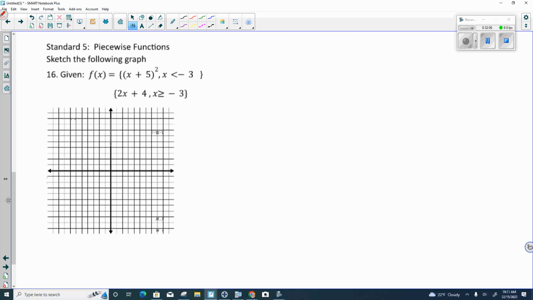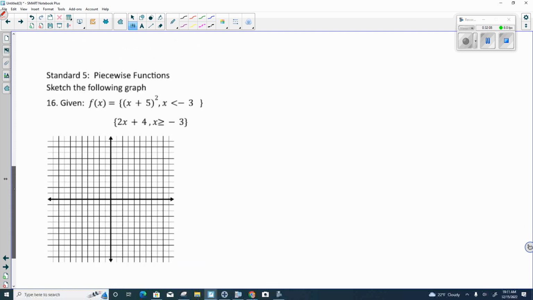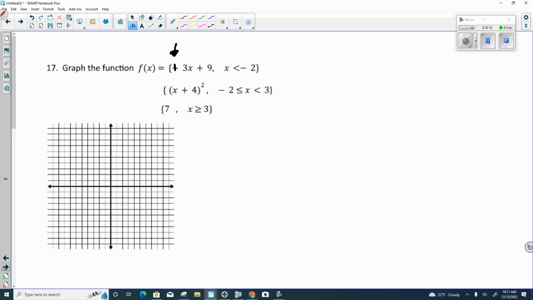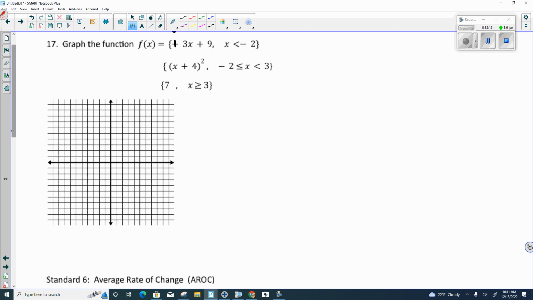17? Where is it? Oh, it's on the next page. All right. Number 1, make your domain dots. That is my suggestion. And at 3. I don't know if it's like this on yours, but my 2 is super dark, so I keep thinking it's the origin.